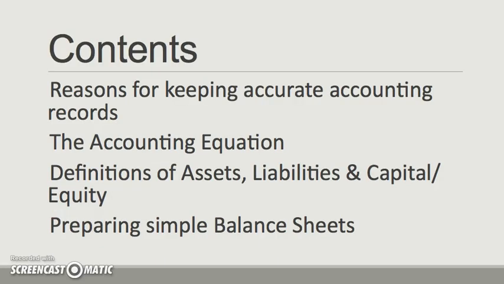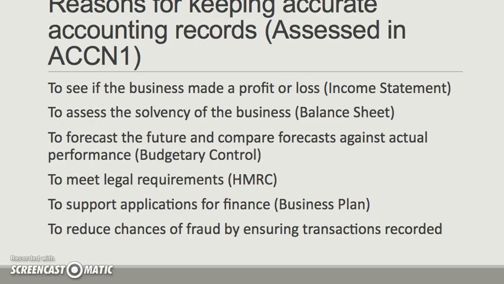So what are we going to look at? Well, we're first of all going to look at the reasons for keeping accurate accounting records, and then we'll look at what the accounting equation is and what makes up the accounting equation, and that'll be followed by definitions of the terms assets, liabilities and capital, also known as equity. That'll be in part one. In part two, we'll look at how we can use that information to prepare simple balance sheets of a business using the accounting equation.